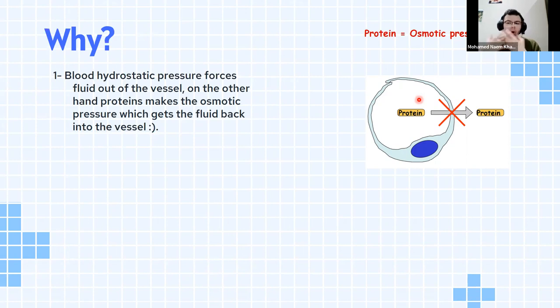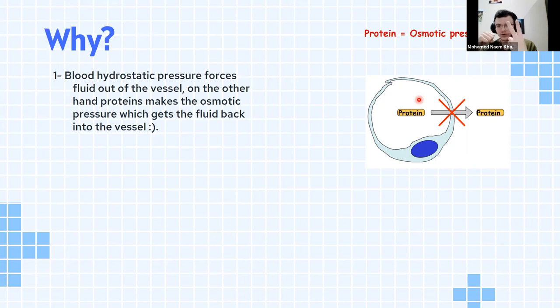So the whole idea of the endothelium not allowing the protein to go out is just so we don't lose this osmotic pressure. Because imagine, we have hydrostatic pressure and leakage, so it's pushing the fluid outside the vessel, and also the proteins are going outside the vessel. Now the proteins outside the blood vessel are also going to attract the fluid.